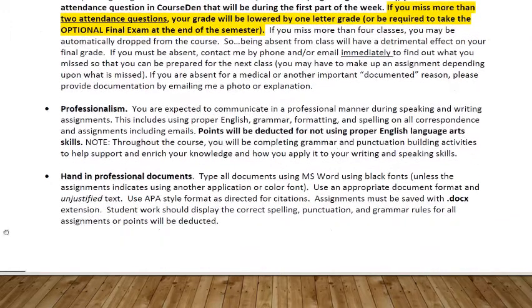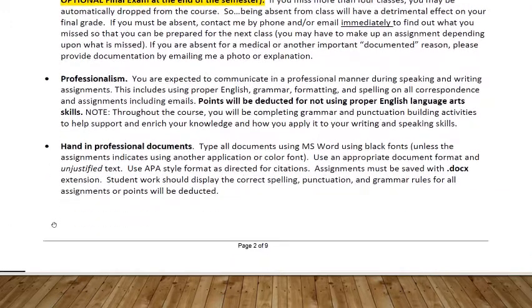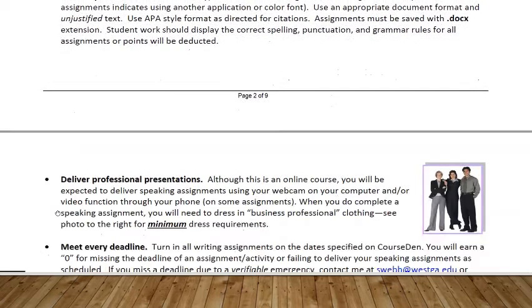Okay, moving down the line is handing in professional documents. In this course, you're going to need to hand in assignments unless they're specifically designated with the DOCX, or the Word document file format. And again, make sure that you have proper spelling, punctuation, and grammar.